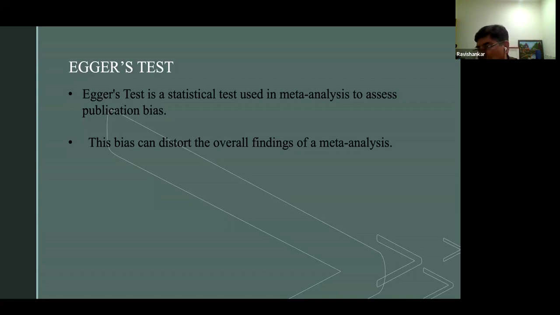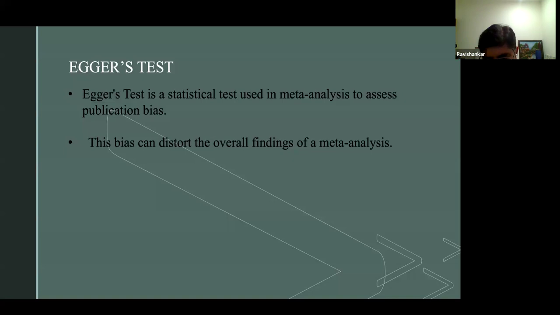So Egger's test basically applies a linear regression analysis on the funnel plot. What actually happens in a funnel plot is you look at the scatter. Studies with large numbers will usually be on the top, and studies with smaller numbers will be on the bottom. The smaller studies will probably show a lot of scatter, the studies at the top will show much less, and it should all form the shape of a funnel.